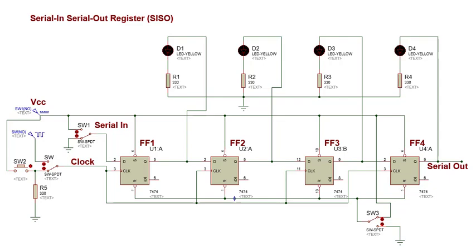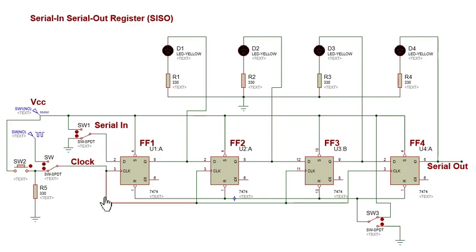Hello, our lesson for today is about the serial in, serial out register, or SISO. Here is our simulation design circuit for implementing the serial in to serial out transfer of binary data. The circuit is composed of 4 D flip-flops with preset and clear inputs that are activated by logic 0. Serial data bits are loaded at the D input of the first flip-flop.